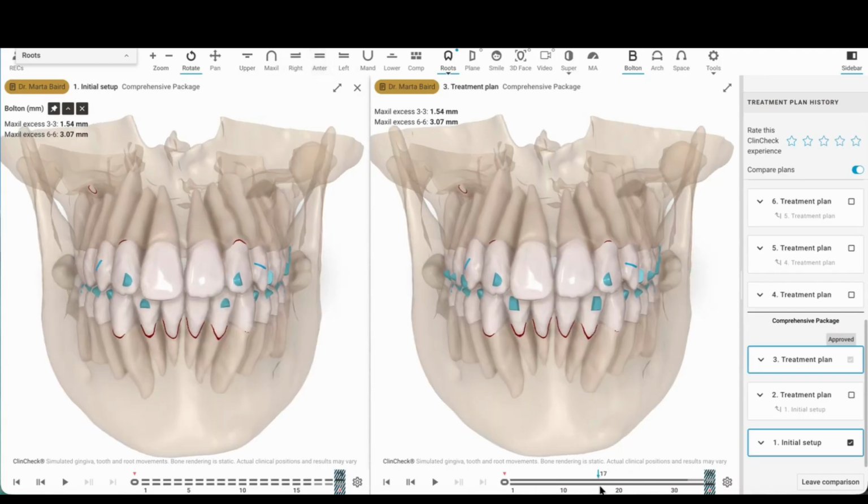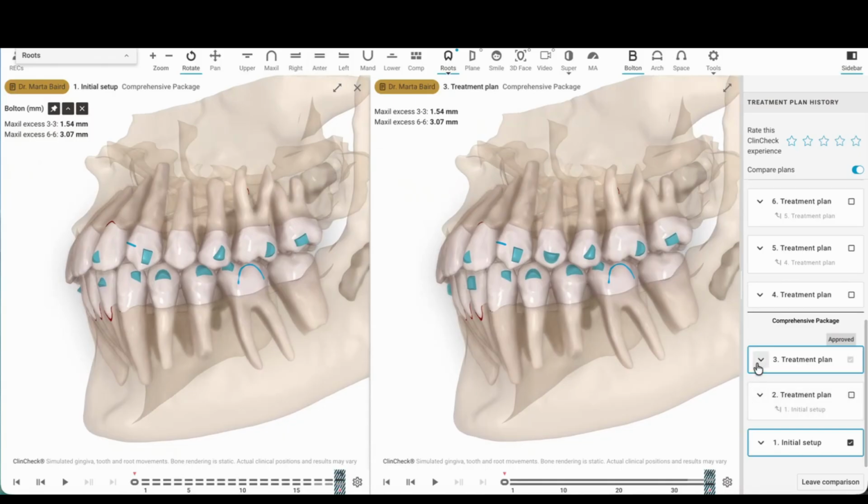And the other thing you'll notice is the number of stages. So I didn't ask them to slow down the movements.